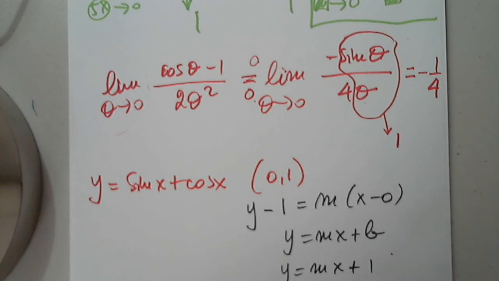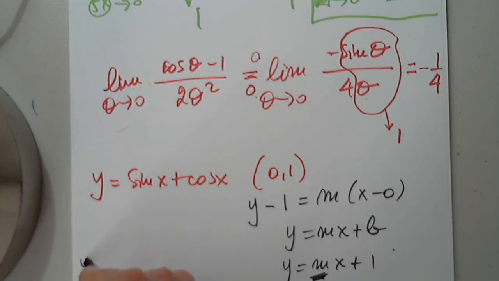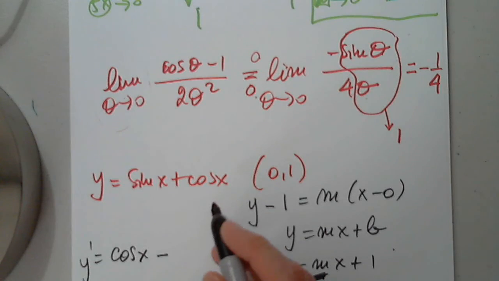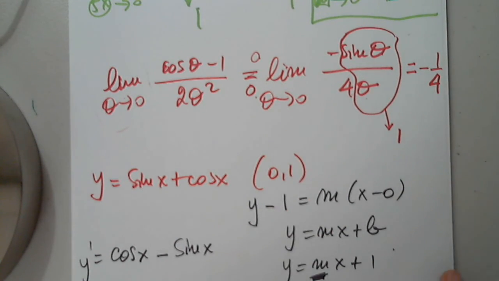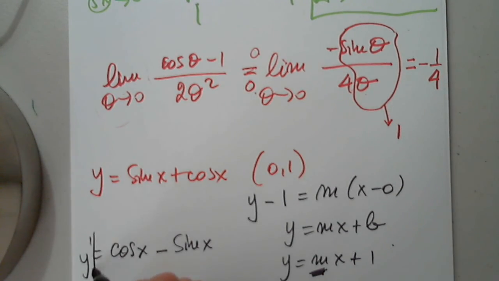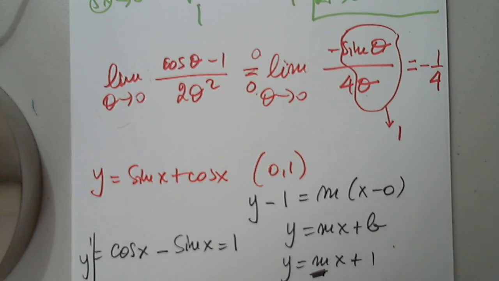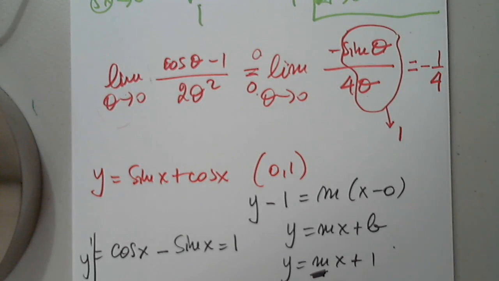Okay, so I need to find the slope. I will differentiate: y prime equals cosine x minus sine x. And when I plug in 0, I get cosine 0 is 1, sine 0 is 0, so the answer is 1. So y equals x plus 1 is the equation of the tangent.